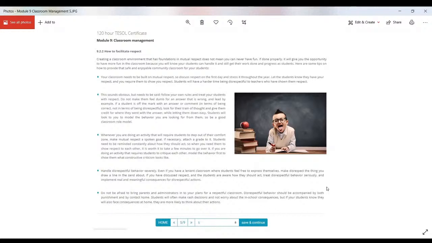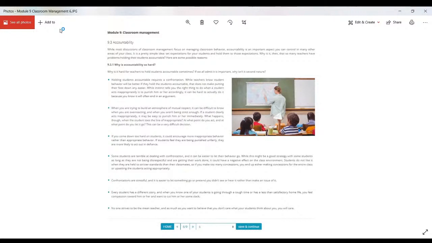Ito, especially yung pinakahuli. Kasi minsan magkaiba talaga yung behavior ng students natin, no? Sa bahay, iba sila, tapos iba rin yung pinapakita nila na behavior pag nasa school sila. Right? So, kailangan alam ni student na kapag nag-misbehave sila, we will get their parents involved or we will inform their parents about their behavior. Okay, save and continue.